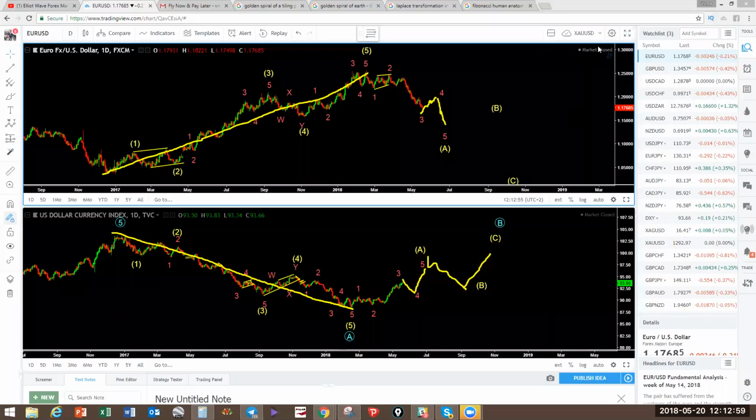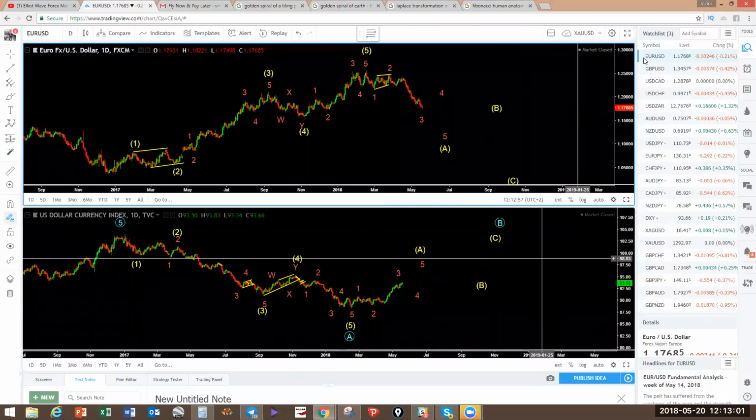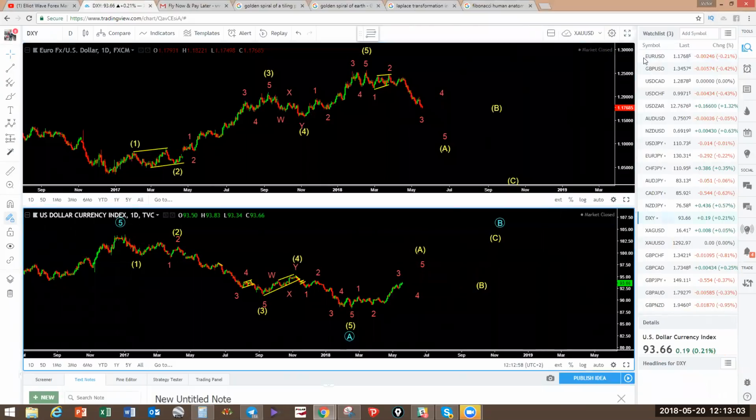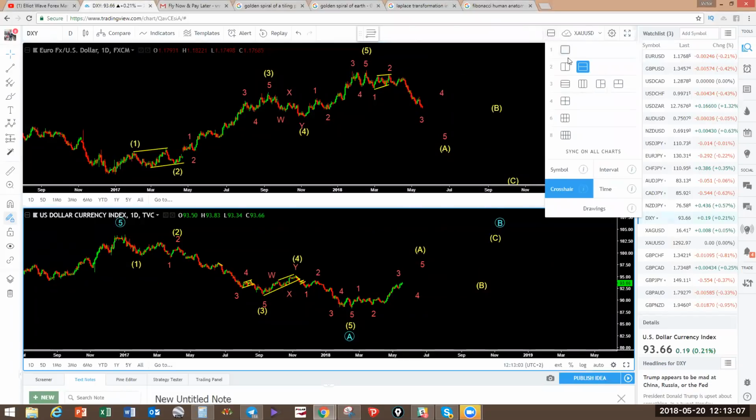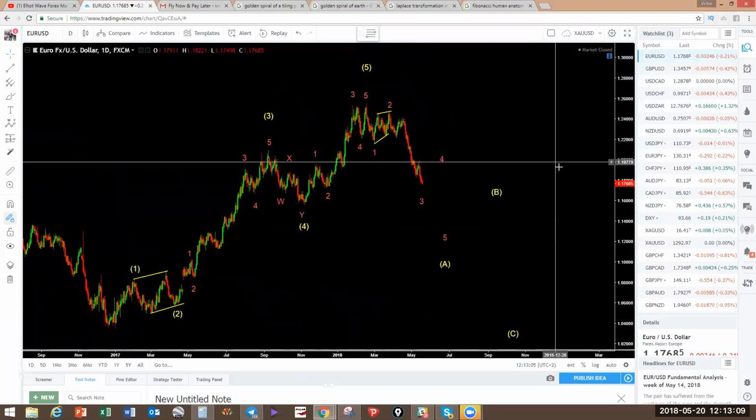So let's look at the DXY first of all. Okay, so here's the DXY. Go back to one chart.